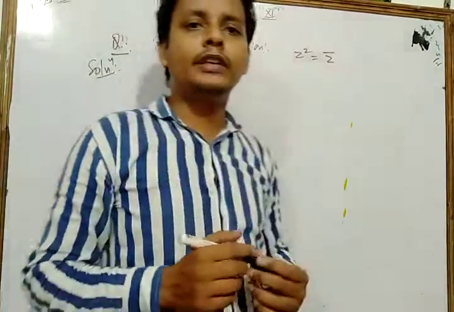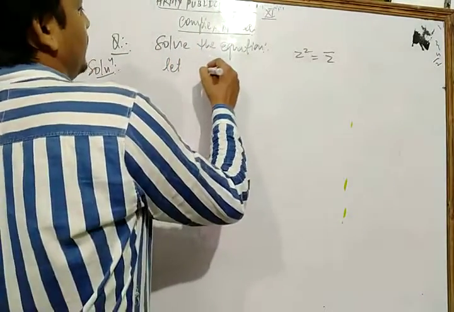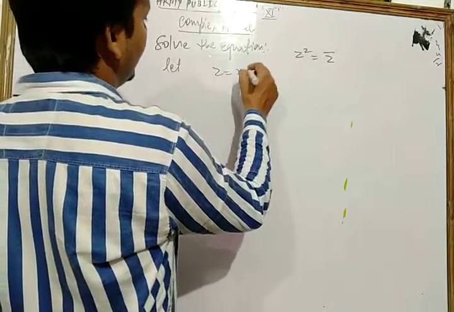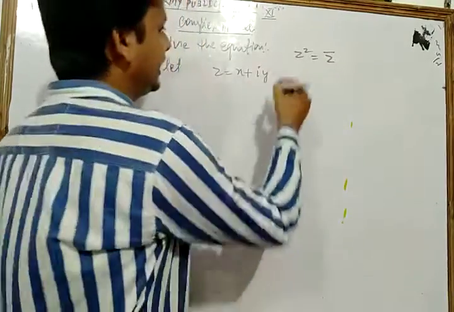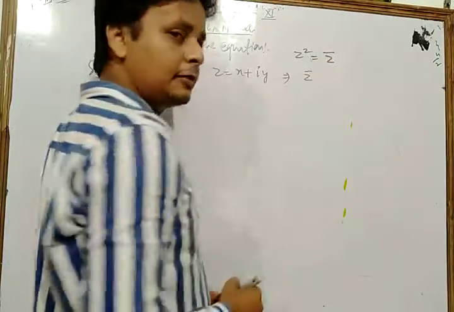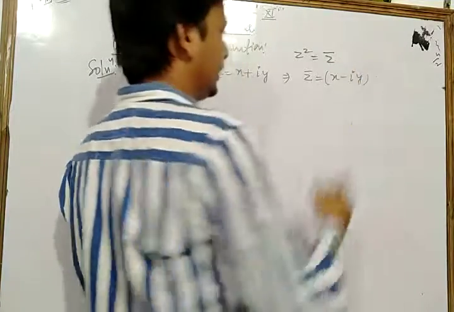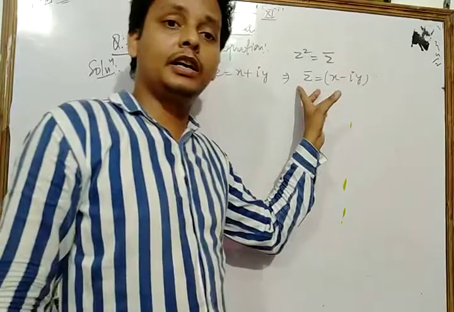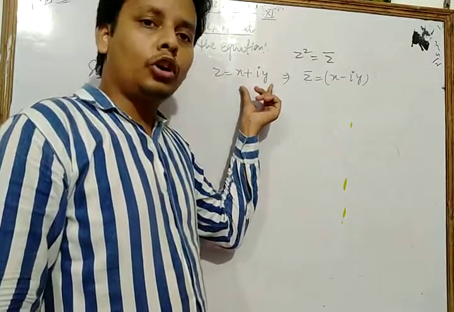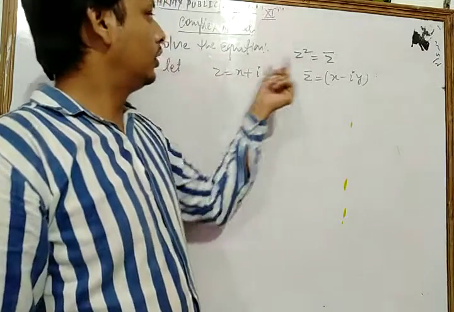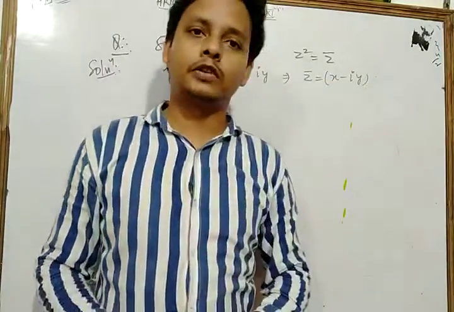Dear students, first of all we take z is equal to x plus iy. Then what is the value of z bar? The value of z bar is x minus iy. You know very well that z bar is the conjugate of the complex number z. So if z is equal to x plus iy, then z bar is x minus iy.